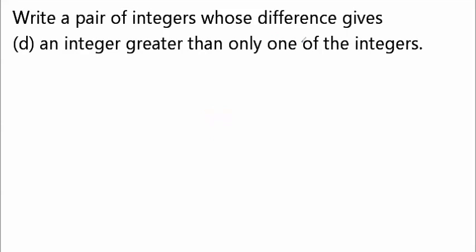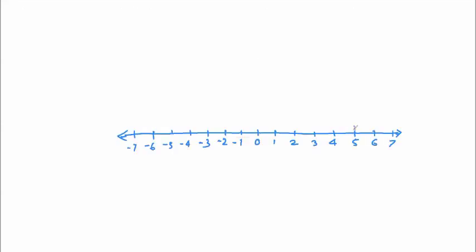The last one, an integer greater than only one of the integers. Let's say I select an integer as 5. Now I want to subtract one integer from it and I want the answer to be in between those integers. Let's say I subtract 1. Then I will go to 4. Yes, I can get in between. If I subtract 2, then I'm going to go to 3. But if I subtract 3, I will go to 2, and 2 is not going to be in between 5 and 3. So this is a little tricky situation.